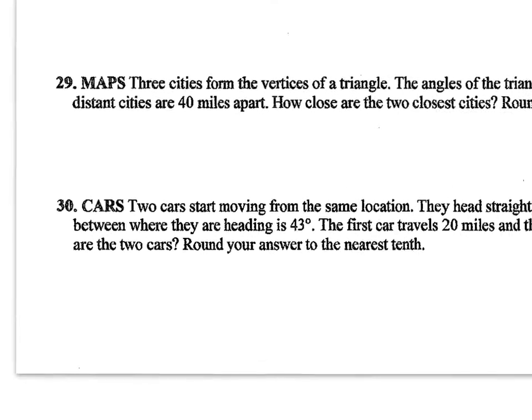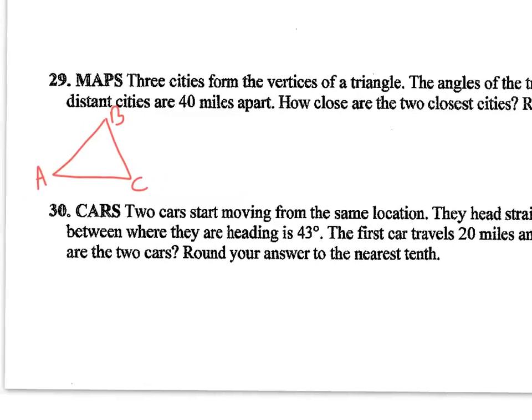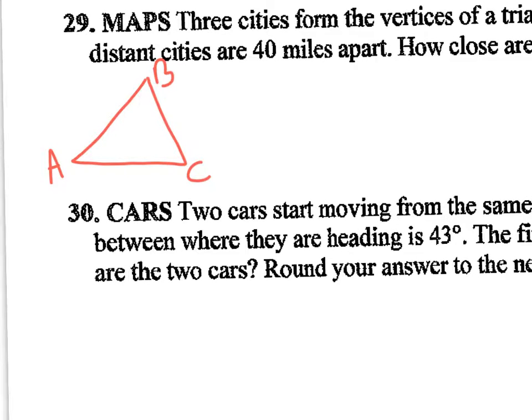Okay, so first of all, I need to draw the three vertices. I'm going to draw A, B, and C. And I have three angles. The measurements of the angles are 40, 60, and 80. Now, the two most distant cities are 40 miles apart, which means that the longest segment should be across from the greatest angle, in this case the 80-degree angle. So across from the 80, I'm going to have the 40.